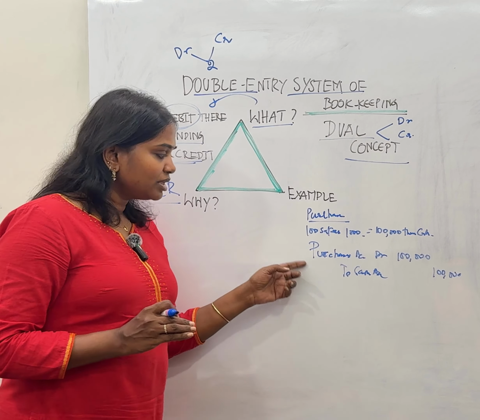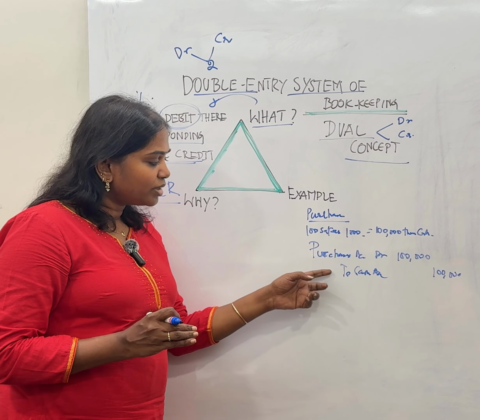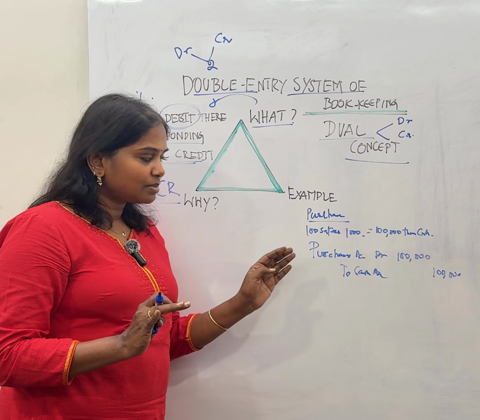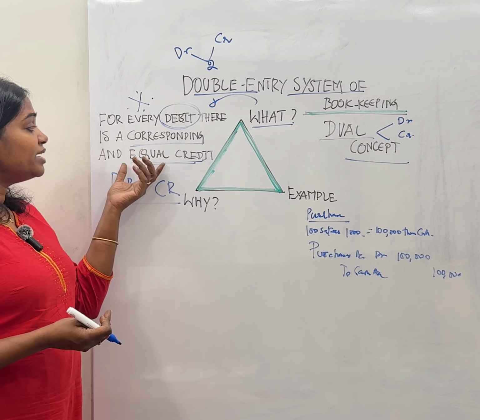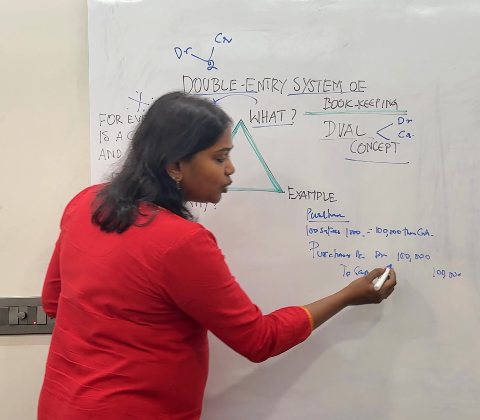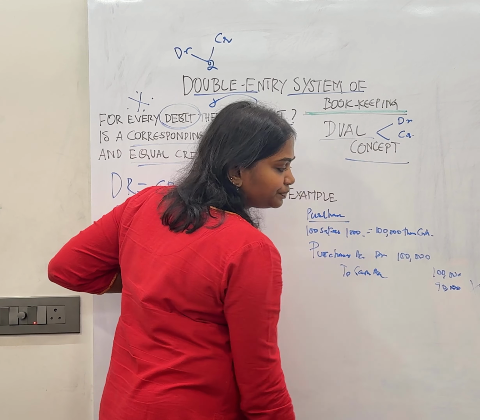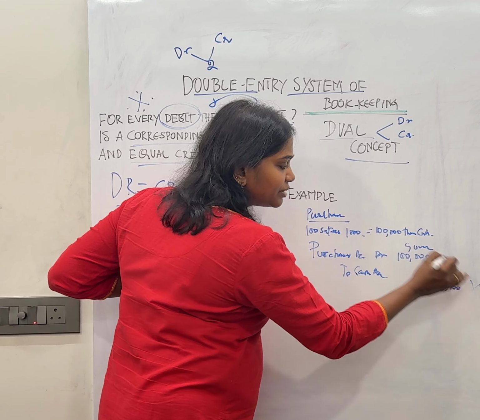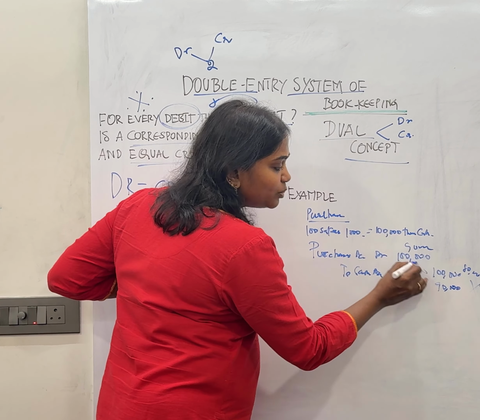Now one thing here is that there can be a number of debits and only one credit. It is not necessary that there be only one debit. But next, see, corresponding and equal credit. Suppose here there is 1,00,000 and here there is 90,000, the entry is wrong. Suppose here there is 90,000 and here 80,000, even then the entry is wrong. It has to be equal.